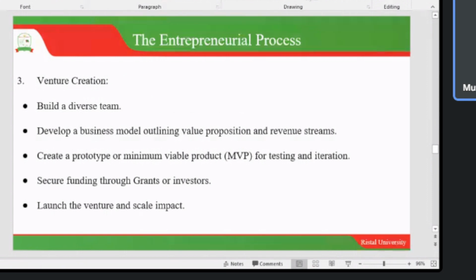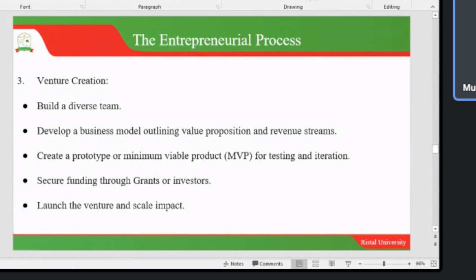And then after they have built this team, they develop a business model outlining the value proposition. Like I said, the value proposition is that statement which communicates the unique benefits and value that will be derived from the service or product that is being offered by this entrepreneurial venture.